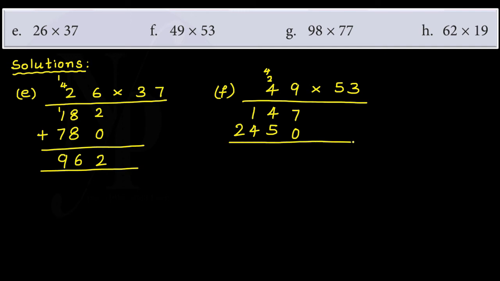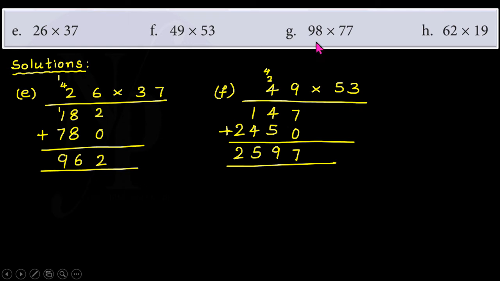Now we have to add these two numbers. 7 plus 0 is 7. 4 plus 5 is 9. 1 plus 4 is 5. 0 plus 2 is 2. Therefore, 2597 is the product of 49 and 53.